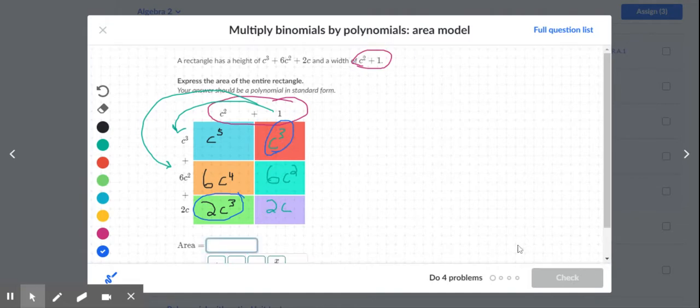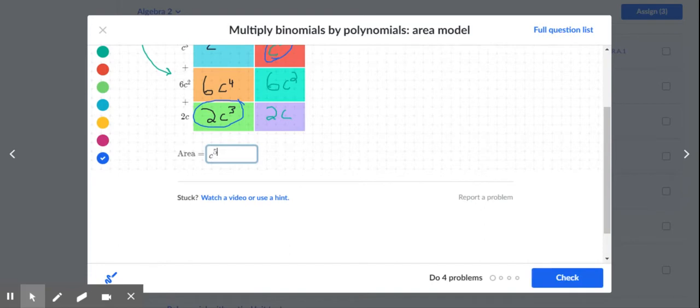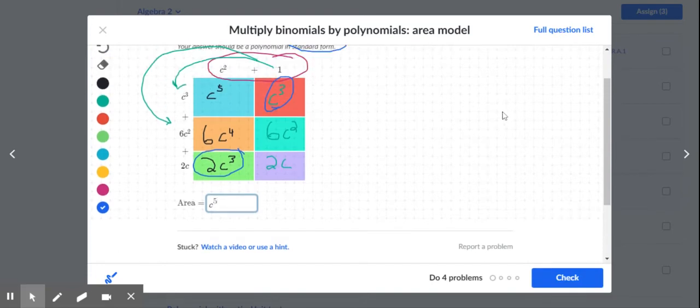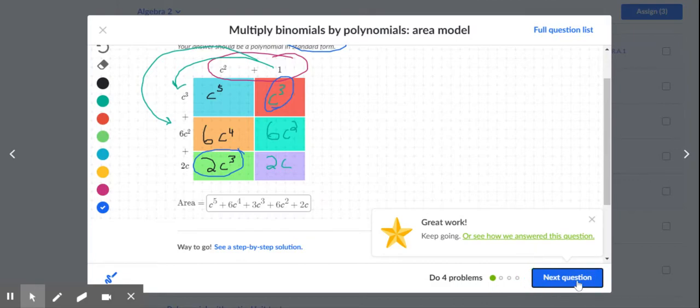Okay, so in our box, we're also reminded that we should answer in standard form. So we have to put our answer in highest to lowest exponent. So c to the fifth plus 6c to the fourth plus how many c cubes? We have 3 of them, right? If we add 2 plus 1, we have 3c to the third plus 6c to the second plus 2c. And that's how we multiply binomials.